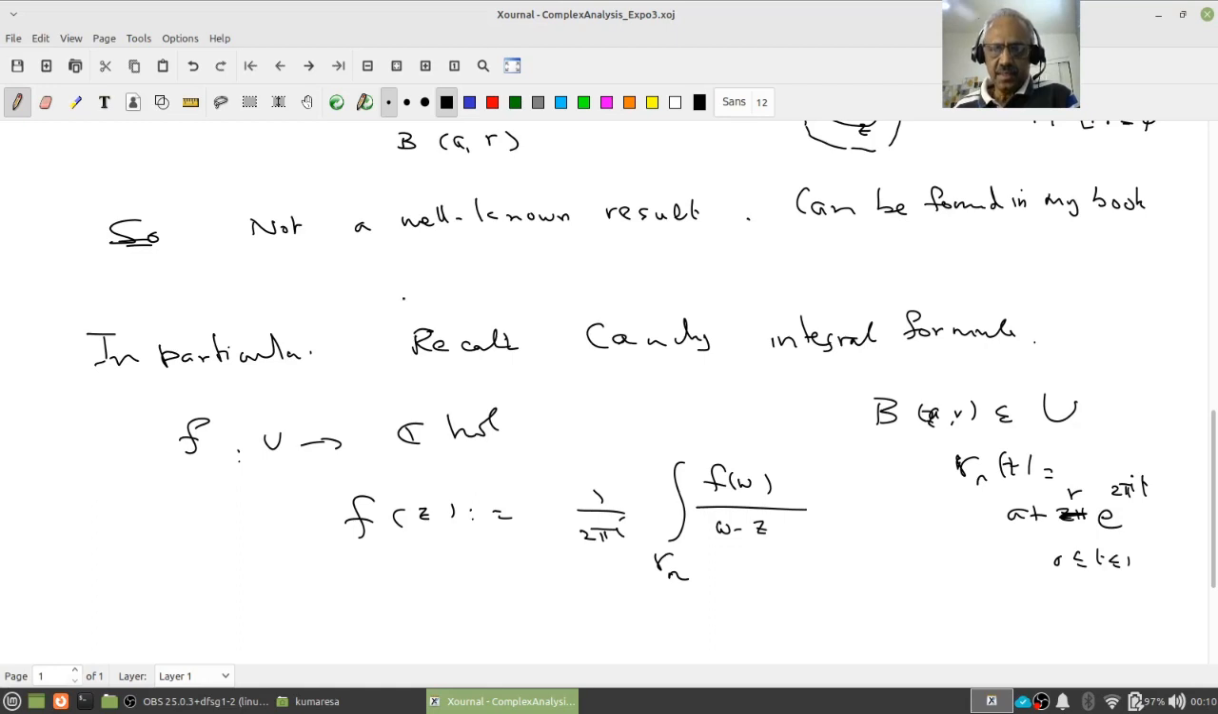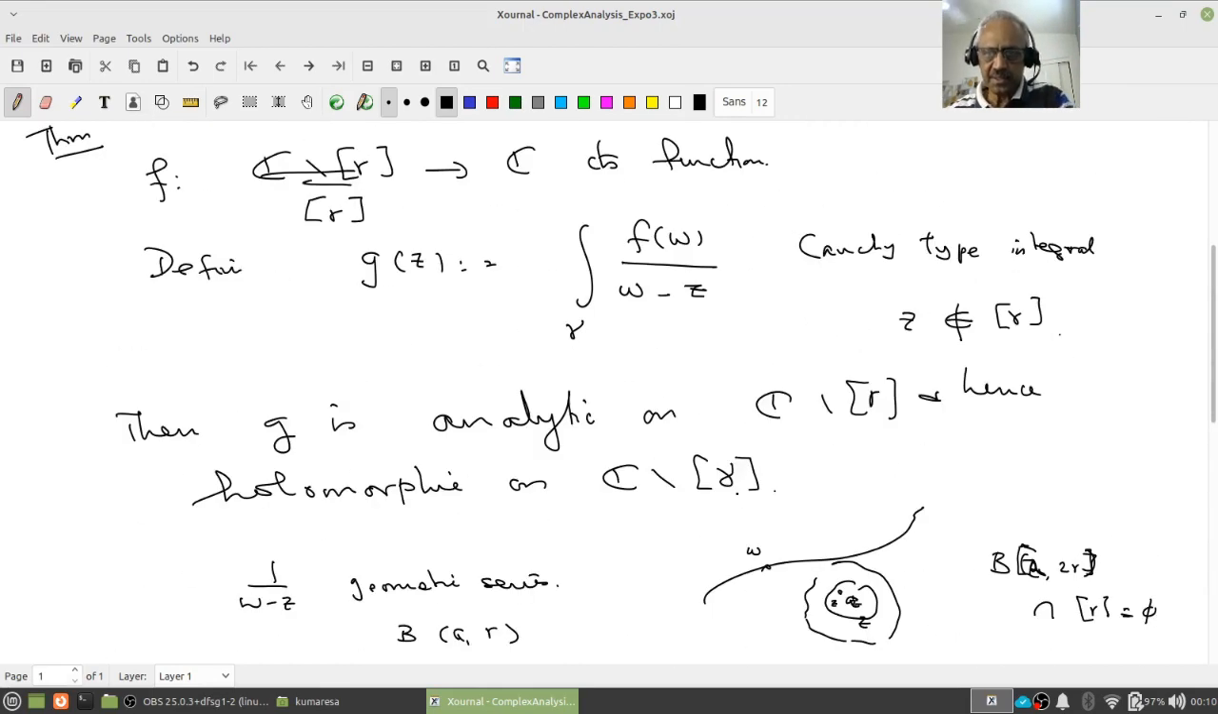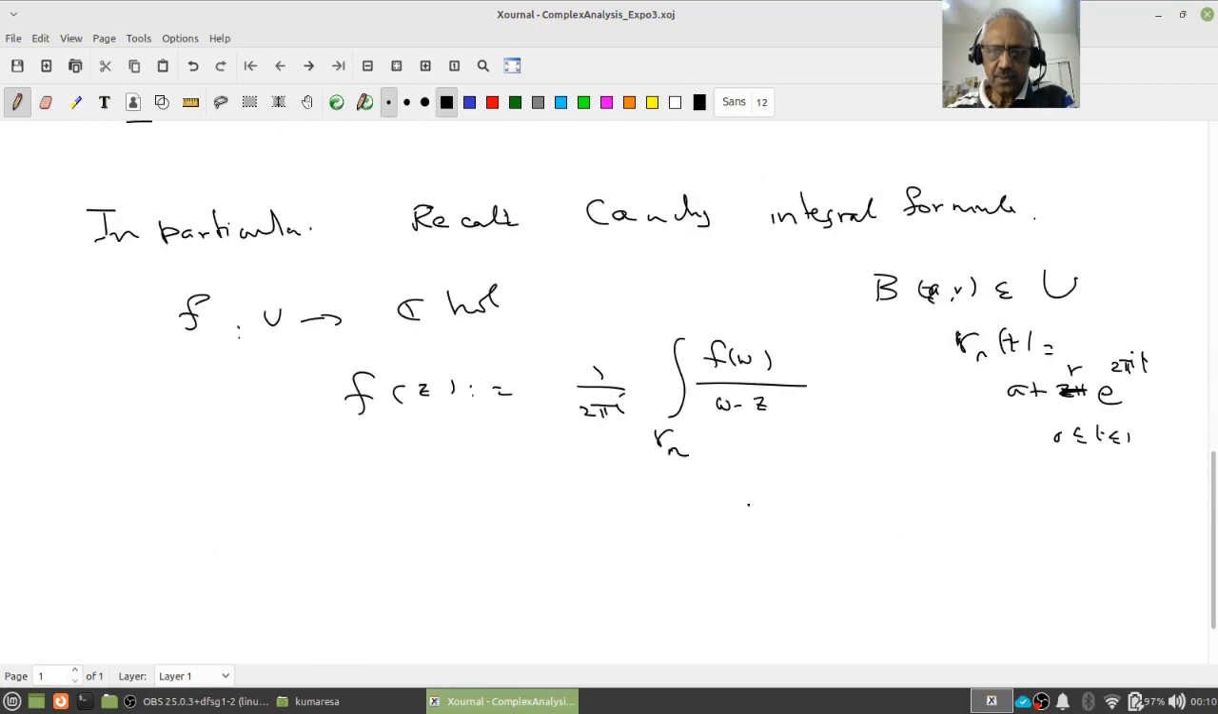Now notice that f is holomorphic on all of U, therefore f is holomorphic on this circle. This circle is completely contained in U, therefore this is a Cauchy-type integral by the last result. Therefore the resulting function f must be analytic. Are you following? Please pause and review.